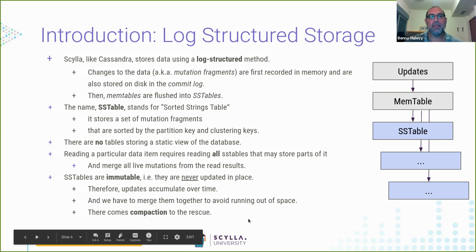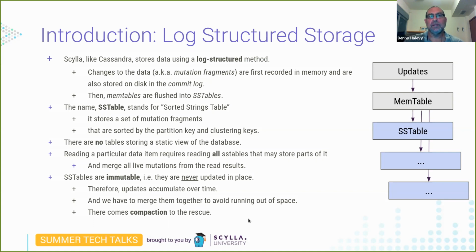The live mutations need to be merged from the read results, and then they comprise the final version of the data. The SSTables themselves are immutable, i.e. they are never updated in place. They are written once and eventually they are deleted. Therefore, those updates, those mutations, accumulate over time in the SSTables. And we have to merge the SSTables together and keep only the live data to avoid running out of space. And this is where compaction comes to the rescue.